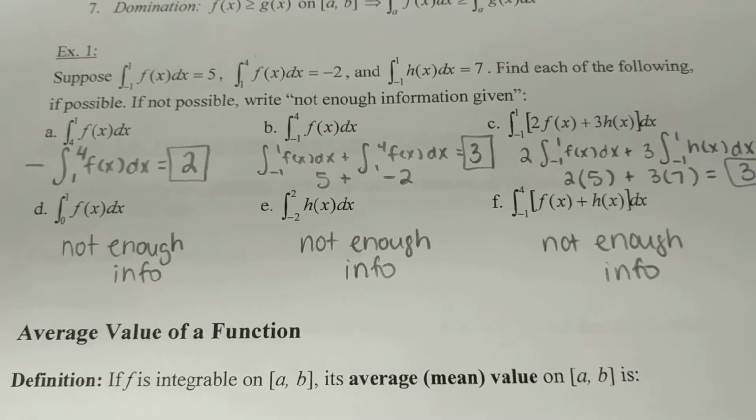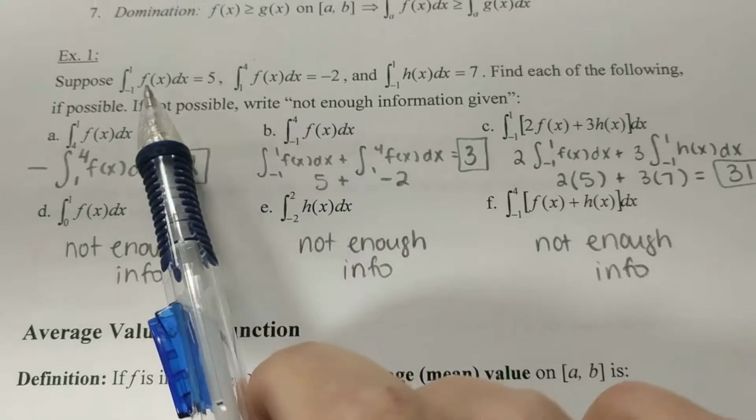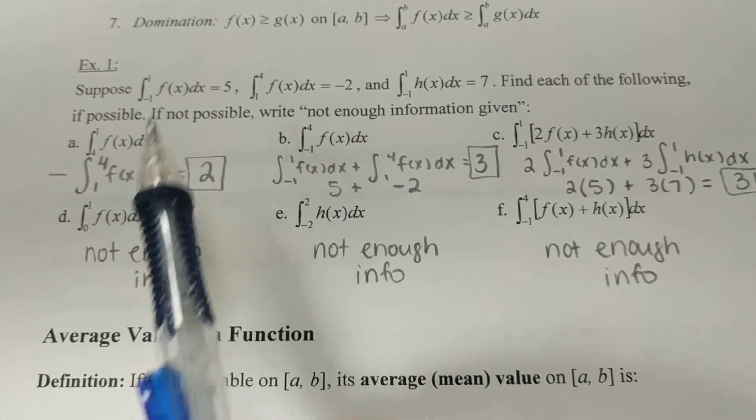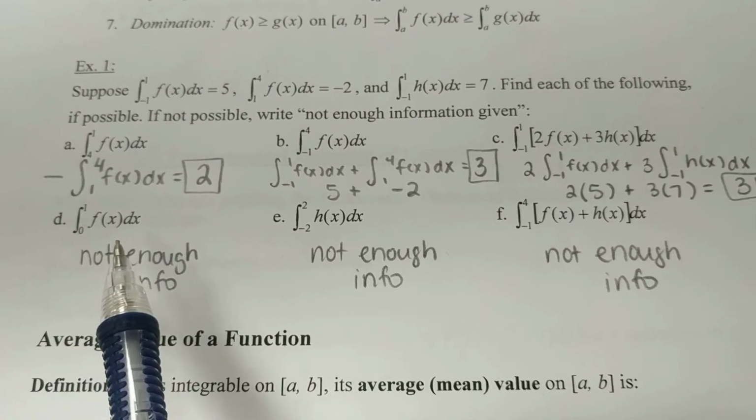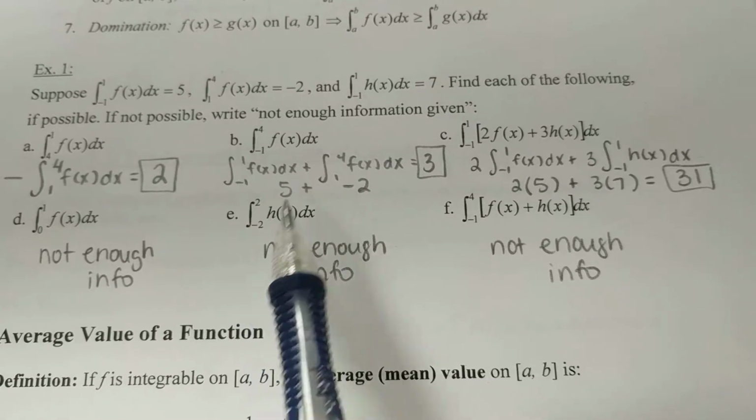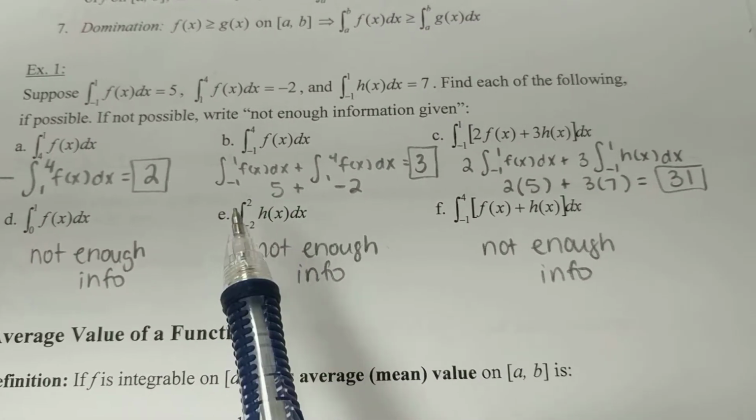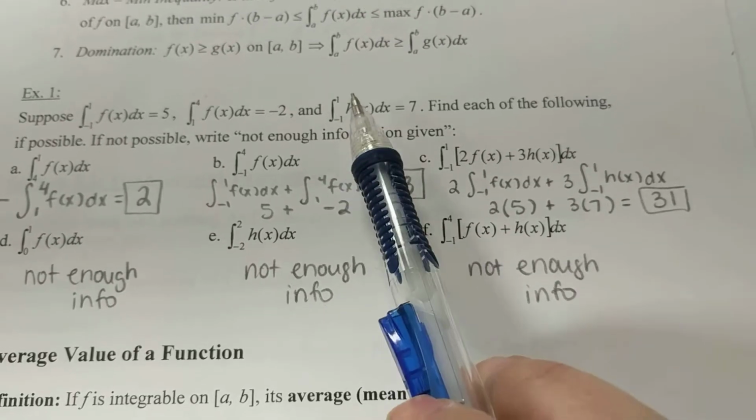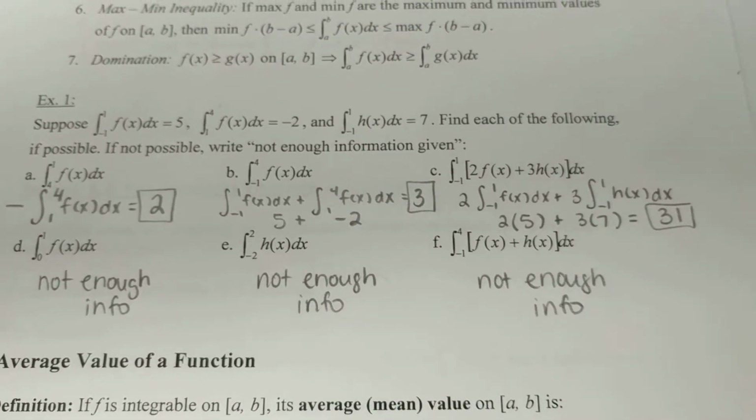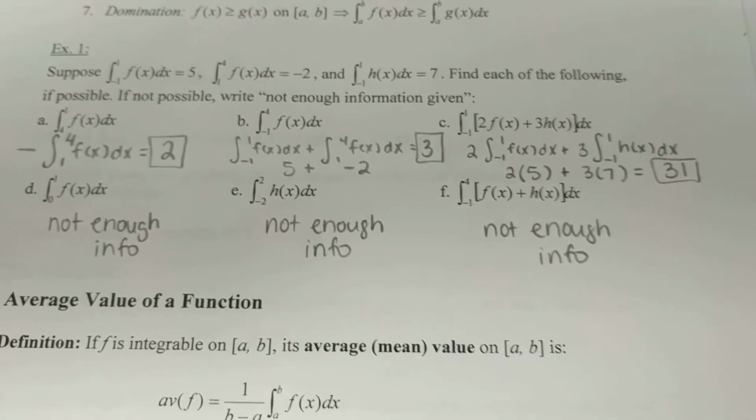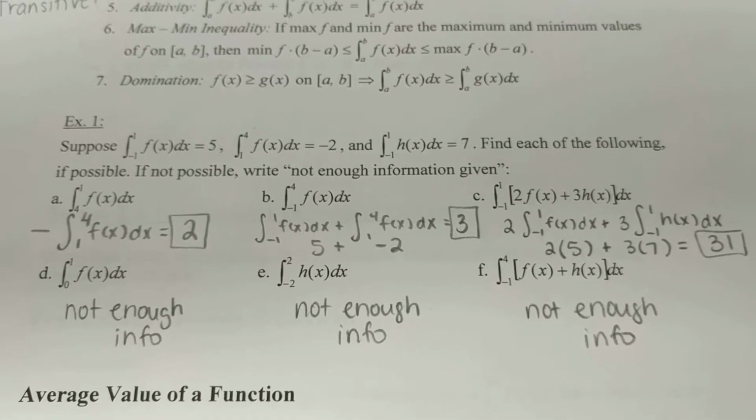We don't know how the function is behaving outside of these parameters. I cannot say that this one is perfectly symmetric, so I can't say I can just cut this one in half. I can't say this one is perfectly symmetric, so I can just expand that area. And this one, we don't know what h of x is doing outside of -1 to 1. We can't continue to figure out what's going on from 1 to 4. So not enough information for any of those.